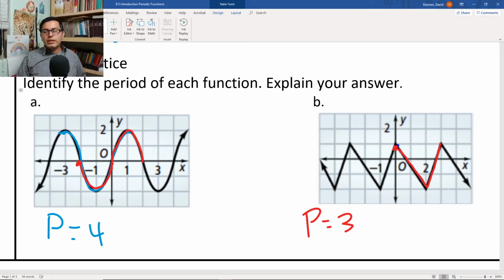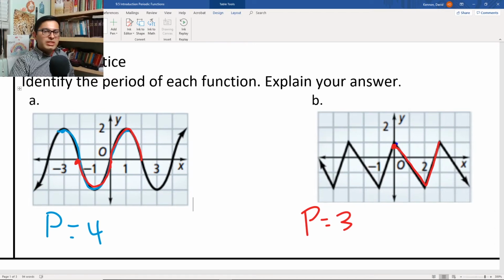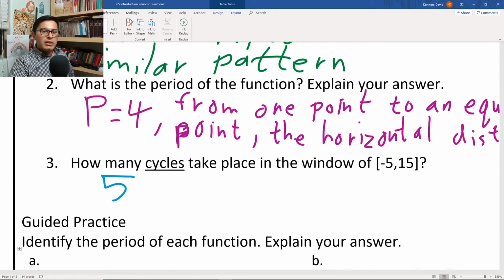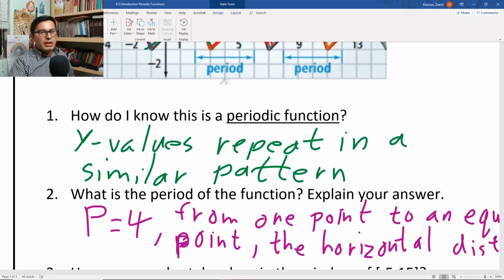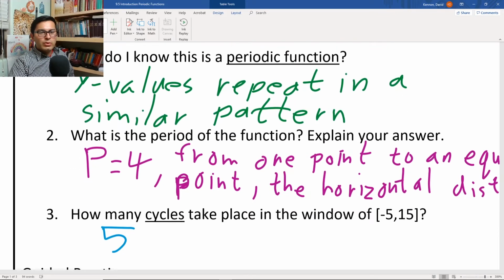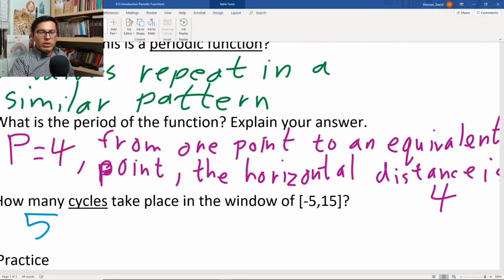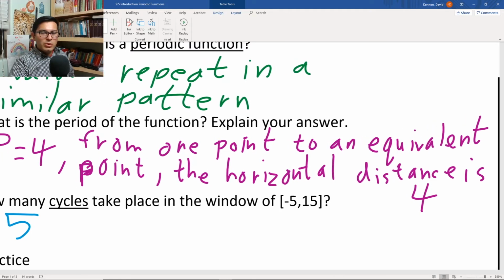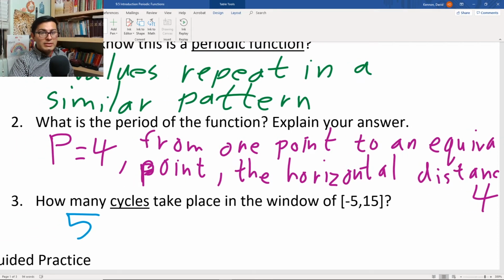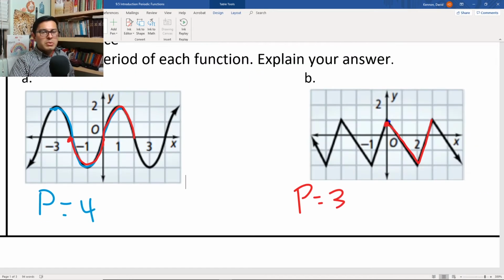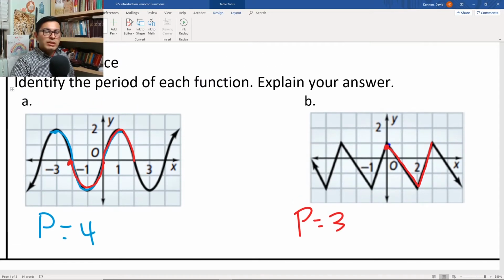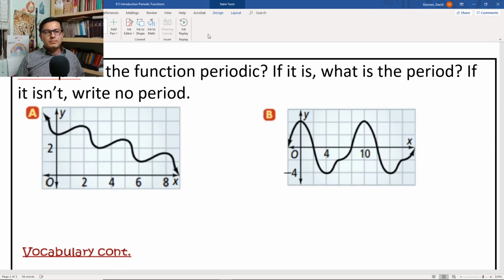Now, this does say explain your answer. All I would do is suggest that you look back up here for the answer for this one. From one point to an equivalent point, the horizontal distance is, and then you just put your period number. And because I am too lazy to write down that whole thing, I will leave it to you to do that yourselves.